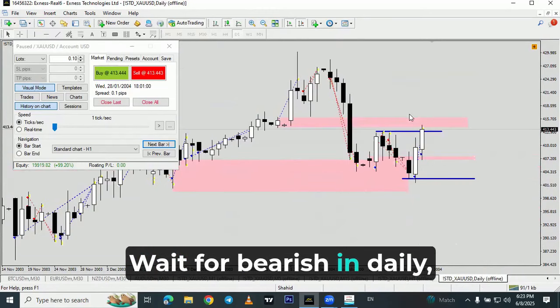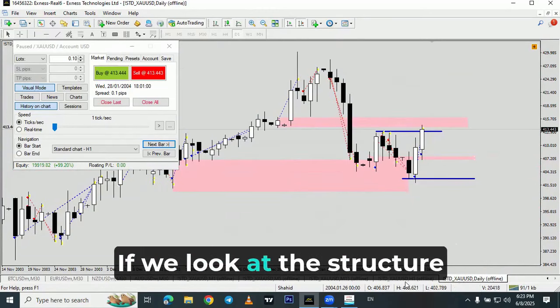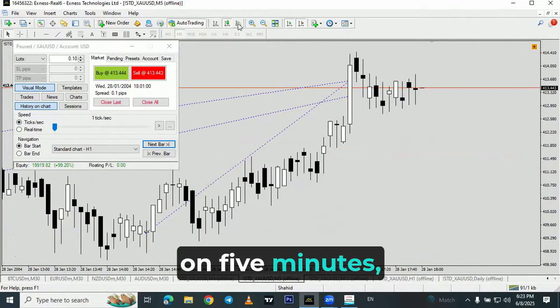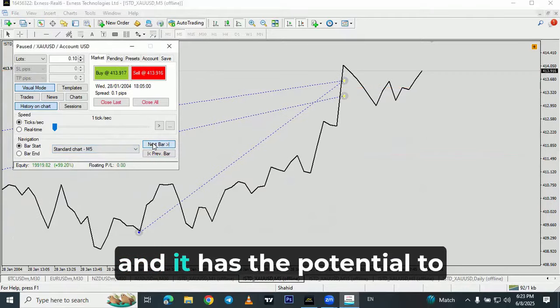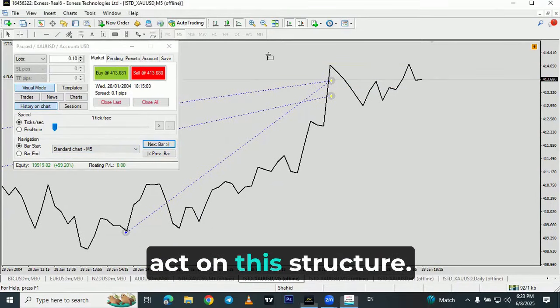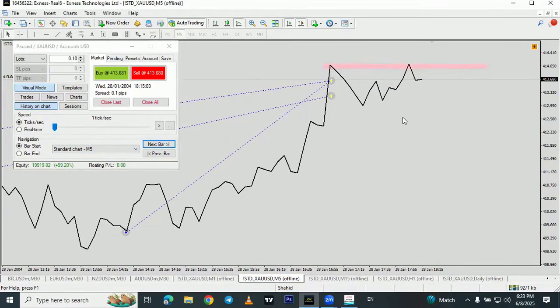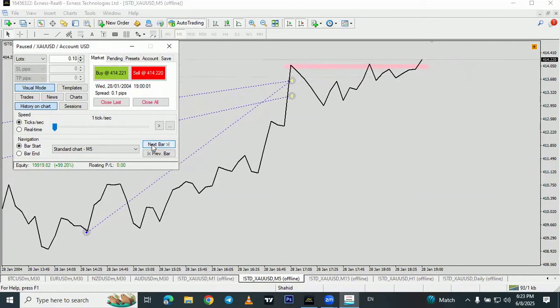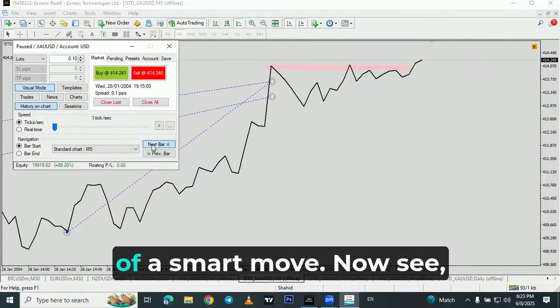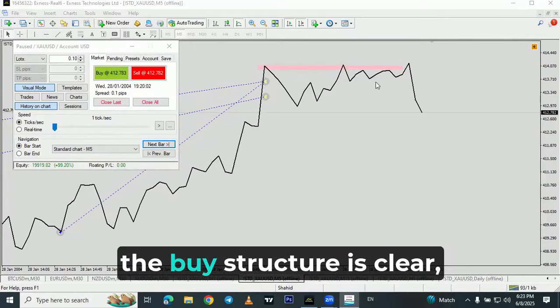Wait for bearish in daily, it's bearish. If we look at the structure on 5 minutes, it's still bullish here. Now it has declared its structure and it has the potential to act on this structure. This structure has the potential of a smart move. Now see, the buy structure is clear.